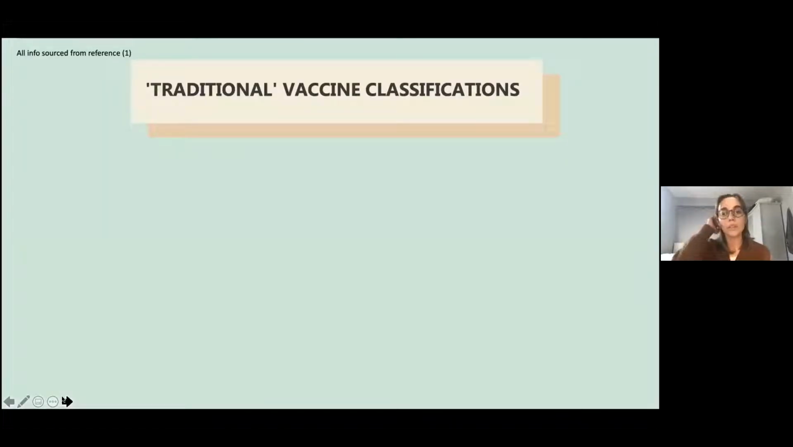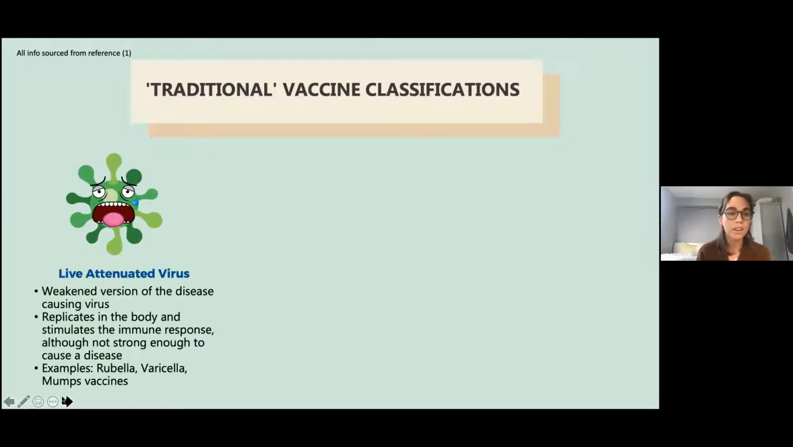Now I'm going to go into traditional vaccine classifications. First, we have the live attenuated virus. This is a weakened version of the disease-causing virus. This replicates in the body and stimulates the immune response, although not strong enough to cause a disease. An example of a live attenuated virus vaccine is the rubella, varicella, and mumps vaccine.